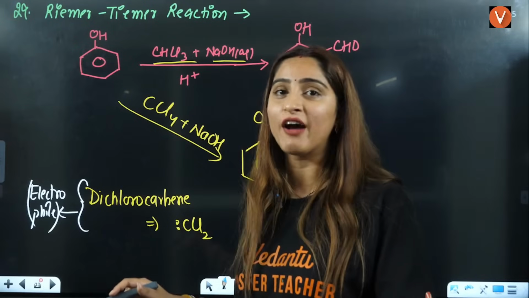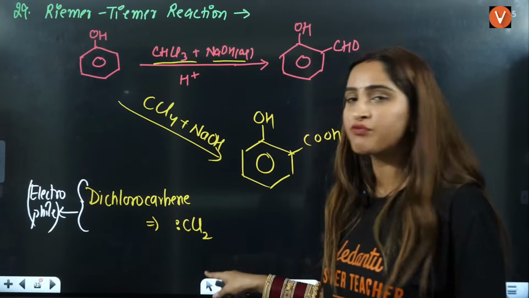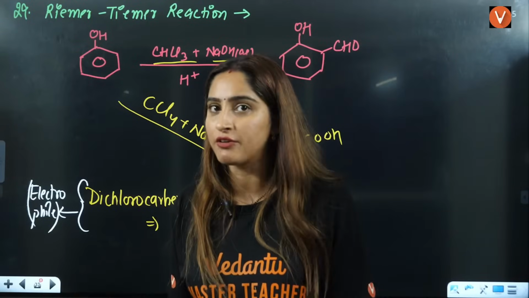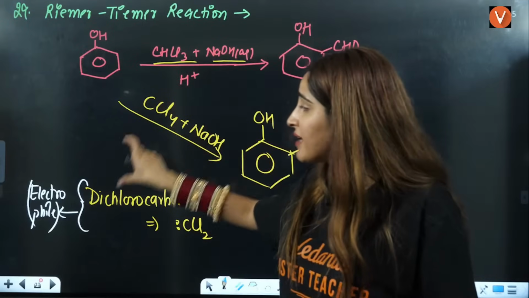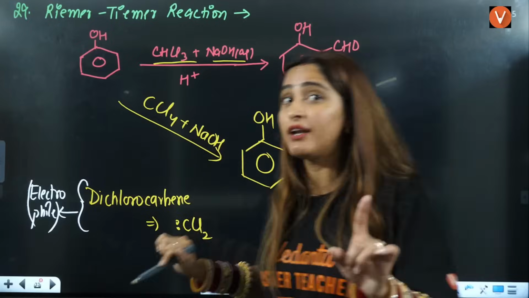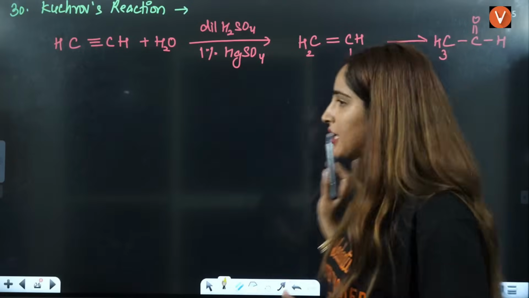But now we don't have time to do all those things. So just remember, dichlorocarbene is formed. Same thing we will observe in one more reaction, that is the carbylamine reaction. Okay, same reagents will be there, same electrophile will be formed. But yes, reactant and products are going to be different in the carbylamine reaction. Okay. Next is Kucherov's reaction.